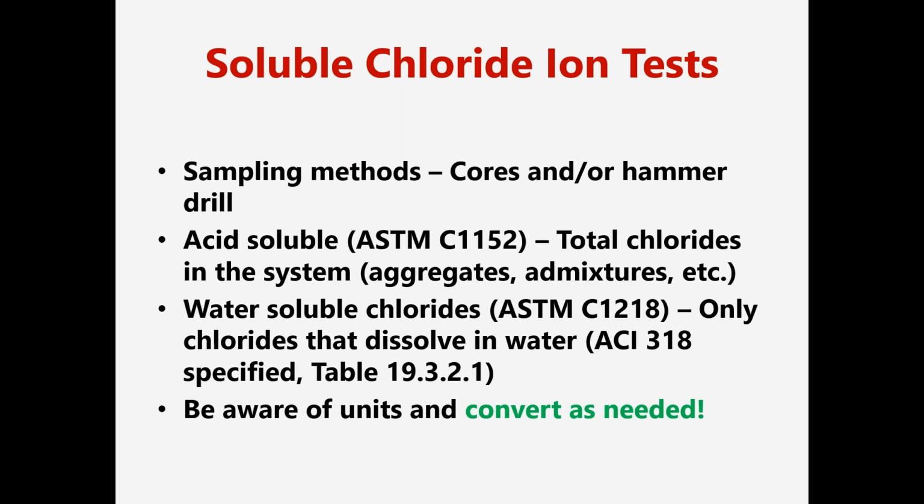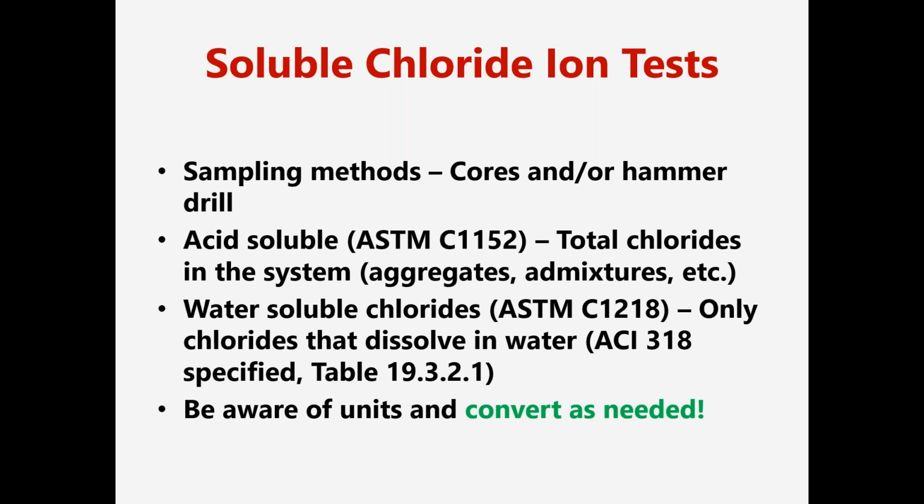There are two different types of chloride tests for the most part. One is acid soluble, the other is water soluble. The acid soluble test will give you the total chlorides in the system. That's everything in the aggregates, admixtures, everything. And water soluble chlorides only gives you those chlorides that dissolve in water. And ACI 318 references the water soluble test method.